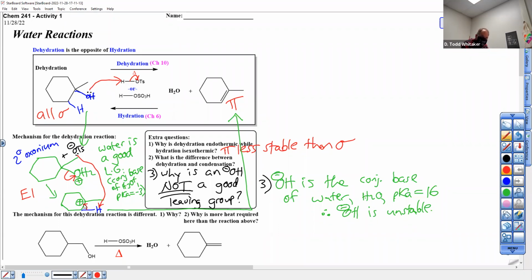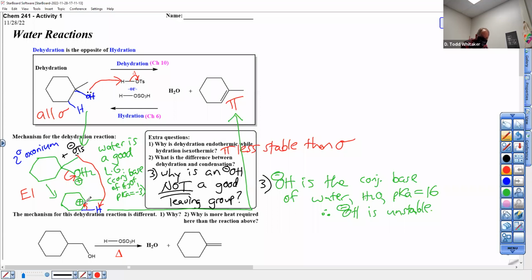In chapter 9, E1 was never the whole deal. Chapter 10 and 9 are not the same. When you generate a leaving group this way, you're in a different environment than chapter 9 with all the acid around. It's a protic environment. Cation is favored. There we go.